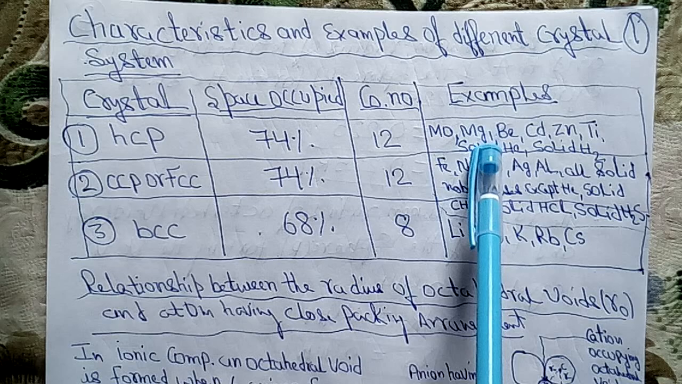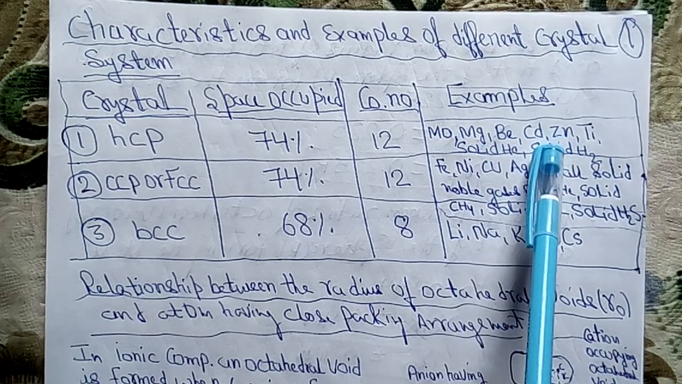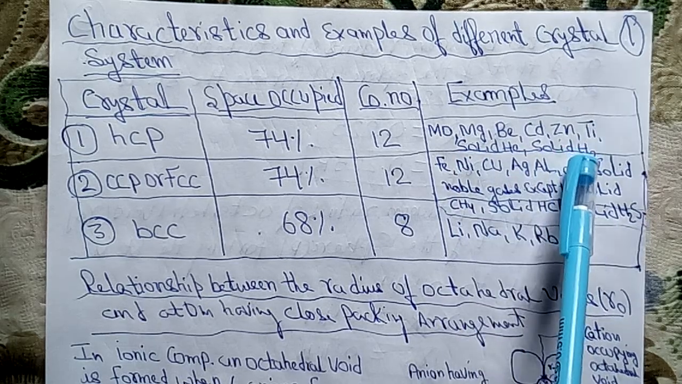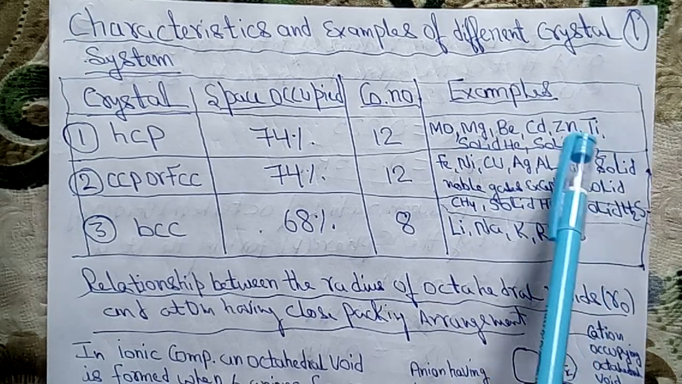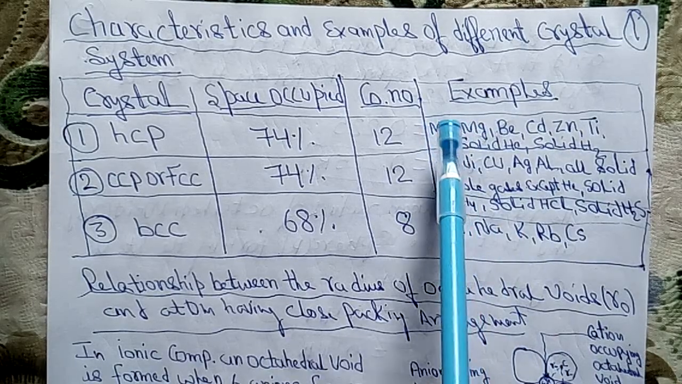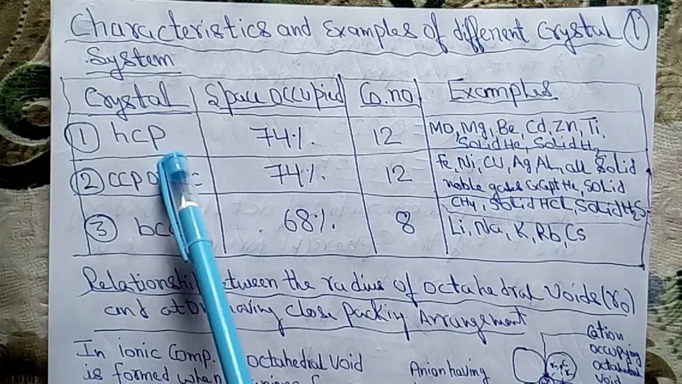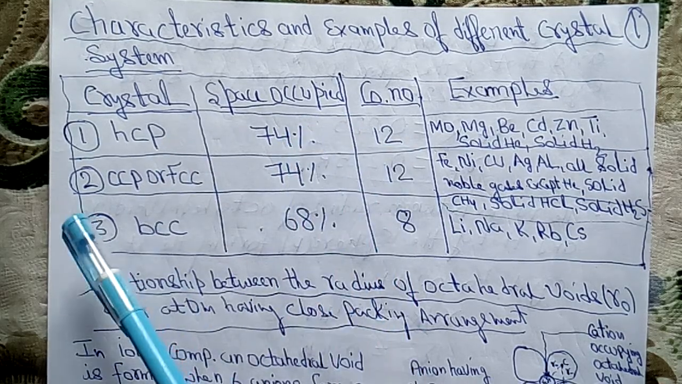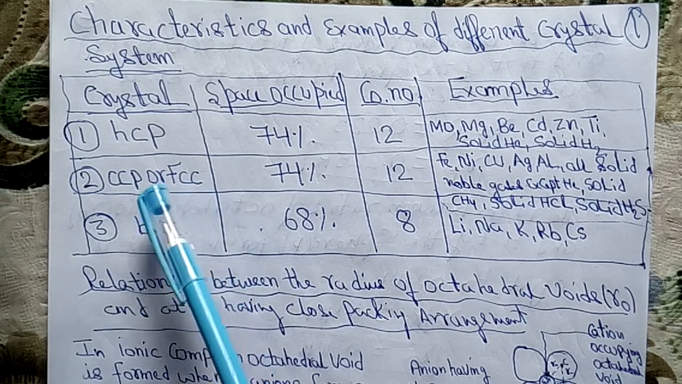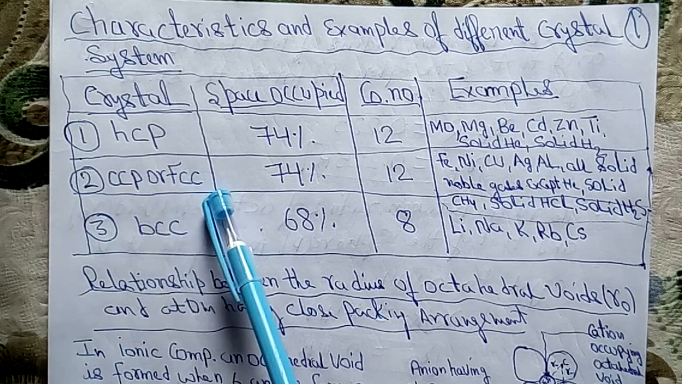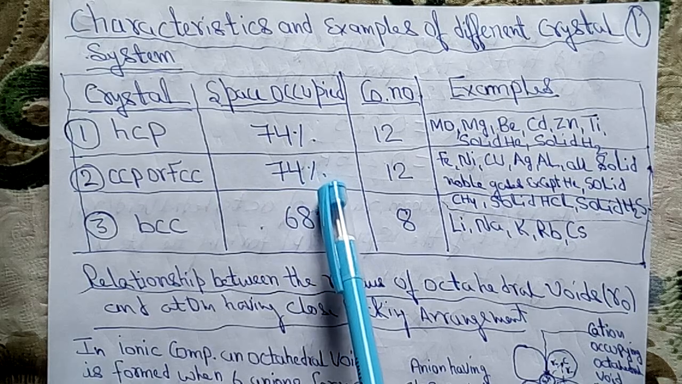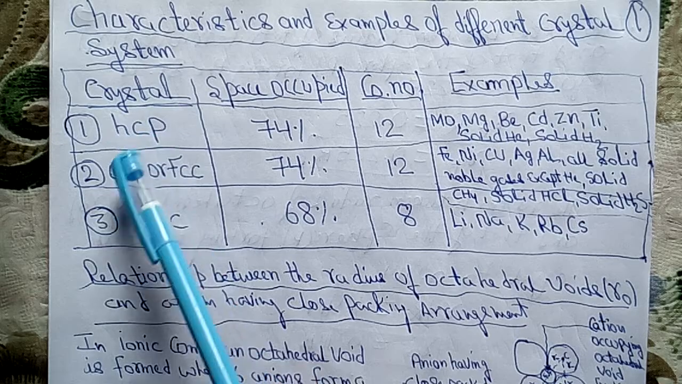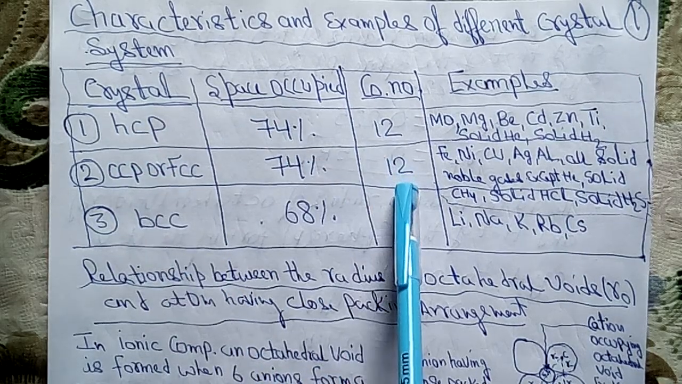So molybdenum, magnesium, beryllium, cadmium, zinc, titanium, solid helium, solid hydrogen. All these atoms or metals are examples of the HCP type of crystal, which has coordination number 12 and space occupied 74%. The second one is CCP, or FCC, which is the same. Cubic close packing or face centered cubic close packing is the same. That also has space occupied 74% and coordination number 12.